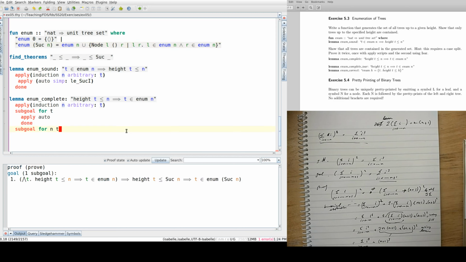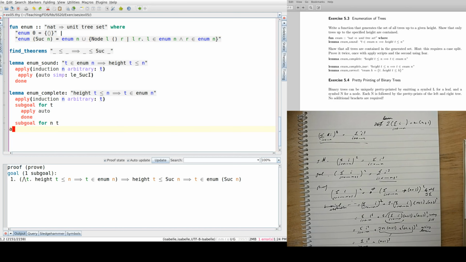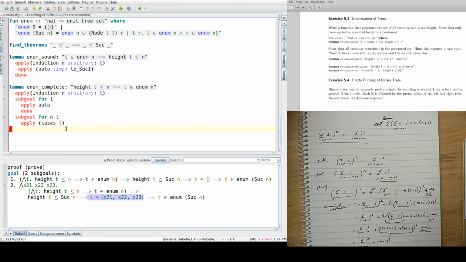Okay, so let me show you how you do this. So apply cases on t. So this gave us two sub goals. The first one when t is empty, and the second one when t has two subtrees. Okay, and then you apply auto, and it's gone. Okay.